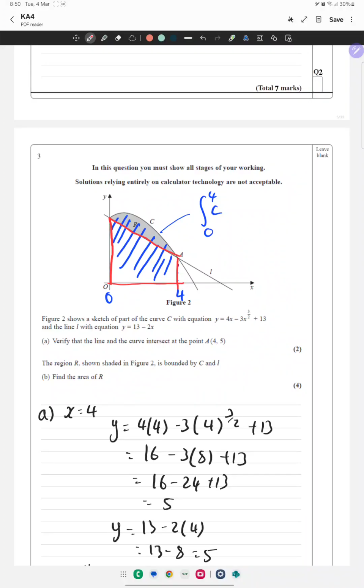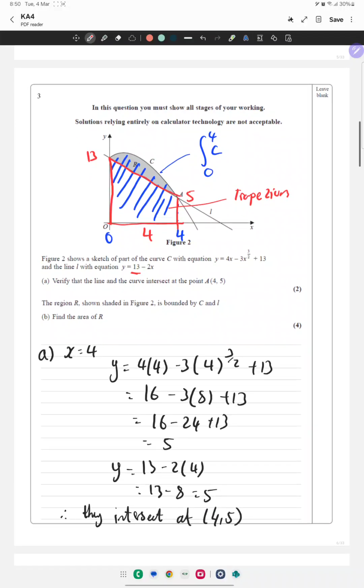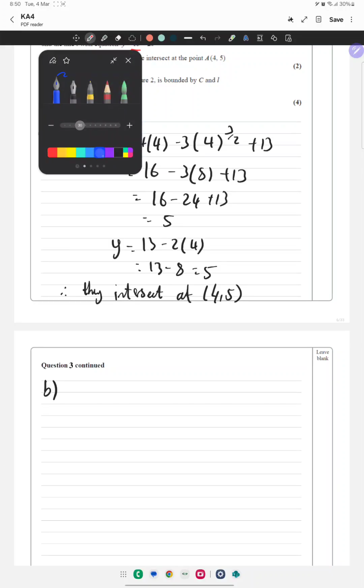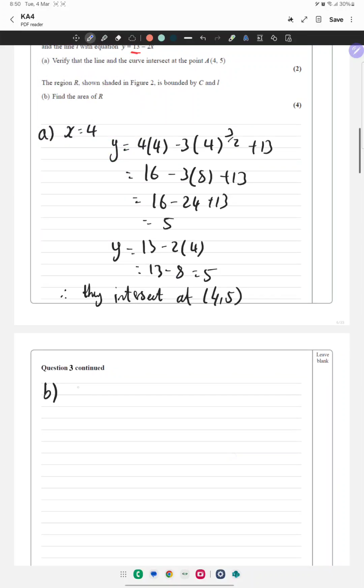Now we need to find what its height is going to be. This line, we can see its y-intercept is going to be 13, so the height is 13. We know this height is 5. We know this distance is 4. So that is just a trapezium, or a rectangle and a triangle. Let's do the integration first, because it's going to be worth more marks.